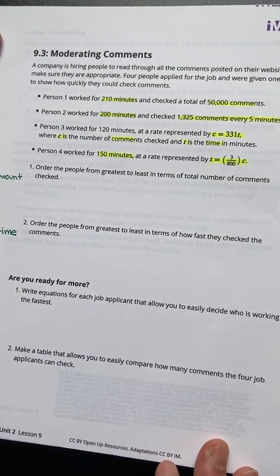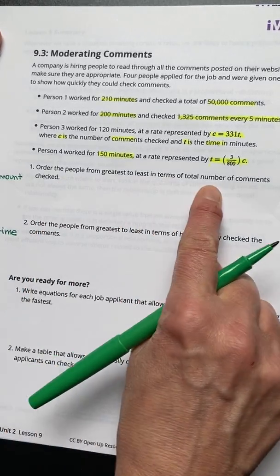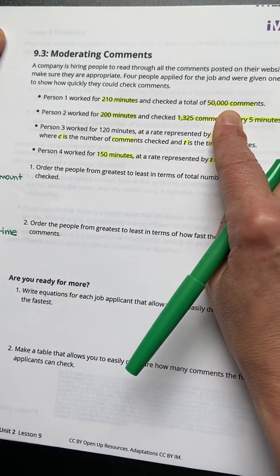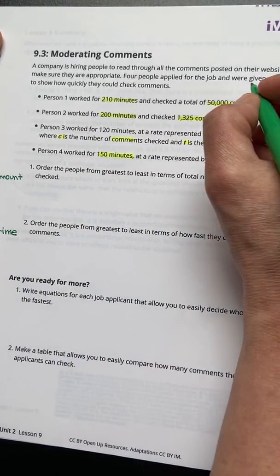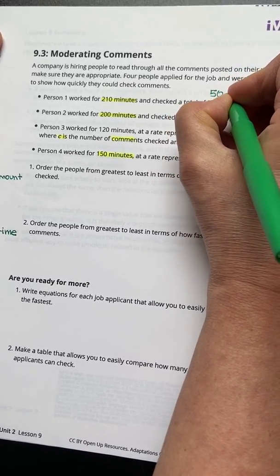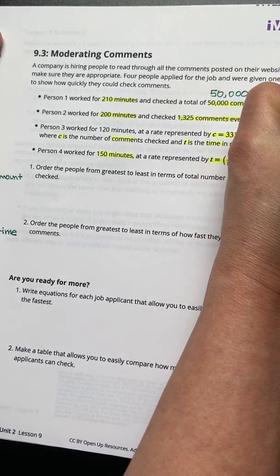So let's go through this. If I'm looking at this guy, he did 210 minutes. He checked a total of 50,000 comments. Well, it's already telling me he checked 50,000 comments. We'll do this in green. I don't have to figure anything out. So that's person 1.